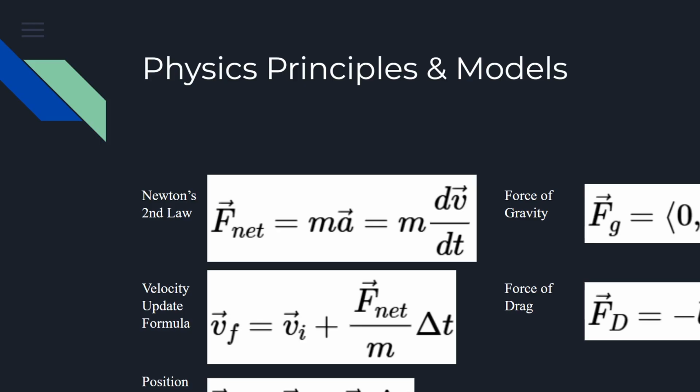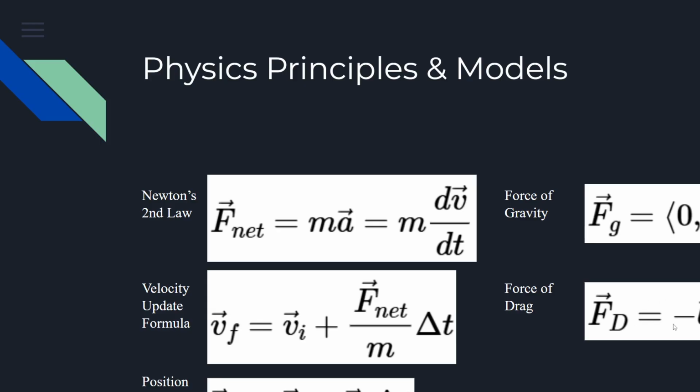These are the models that we use in the experiment. These are all very simple and basic. We use Newton's second law, F equals ma. We use the velocity update formula, Vf equals Vi plus acceleration times delta t. And then the position update formula, Rf equals Ri plus V times delta t. And the force of gravity formula, which is just assumed to be mg because we're not at a planetary scale, so we approximate it as mg.